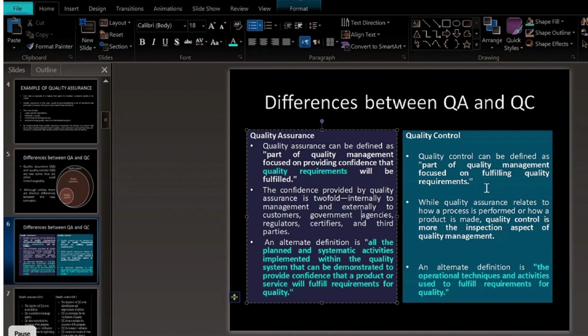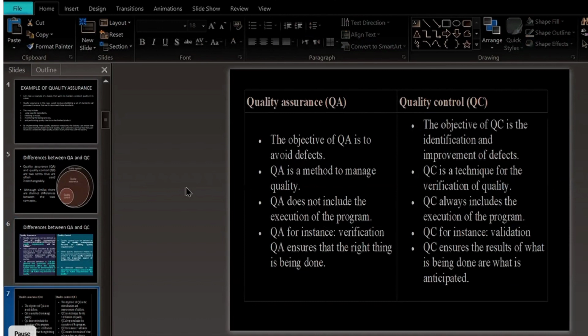Now, if we compare this information with quality control, it is simpler in its approach. Quality control can be defined as a part of quality management focused on fulfilling the quality requirements. While quality assurance relates to how the process is performed or how the product is made, quality control is more the inspection aspect of quality management. So it's actually the inspection aspect, which is controlling, which is monitoring, which is not just planning and directing. Planning and directing are included in a way in the quality assurance side as well. An alternate definition is the operational techniques and activities used to fulfill requirements for quality, of course.